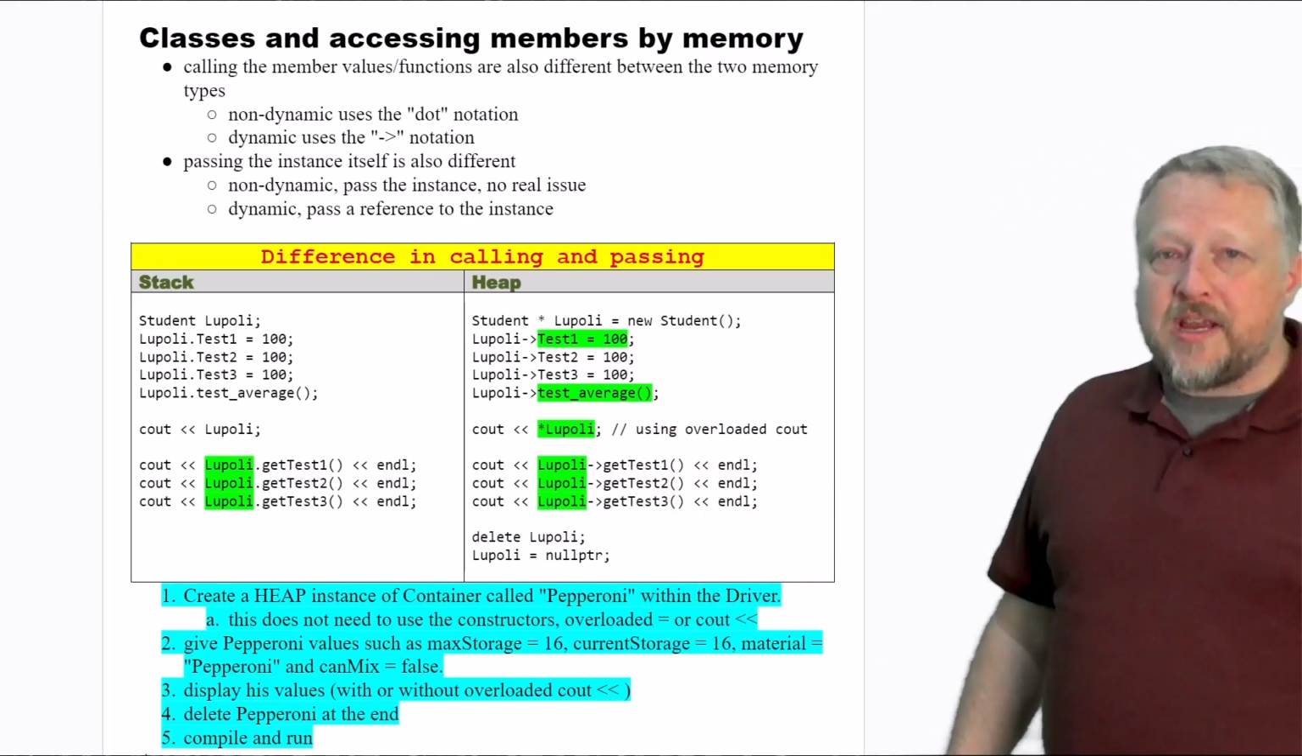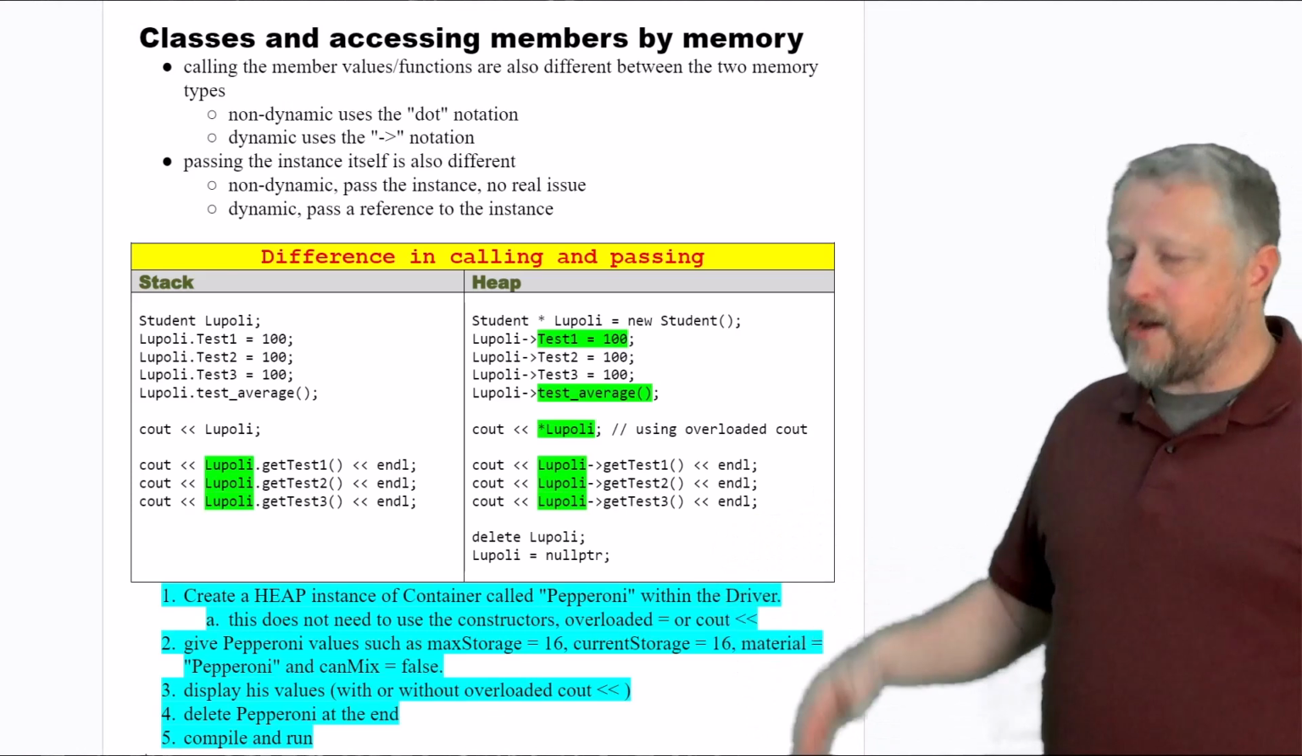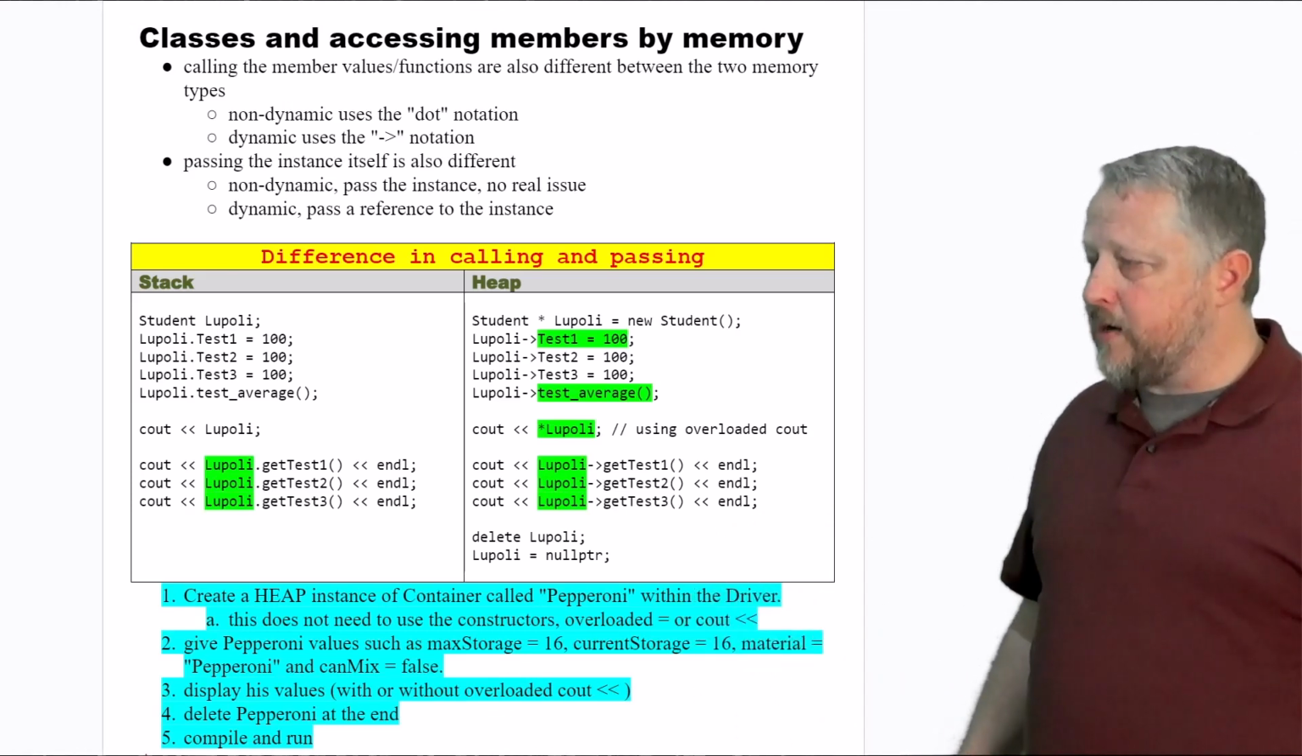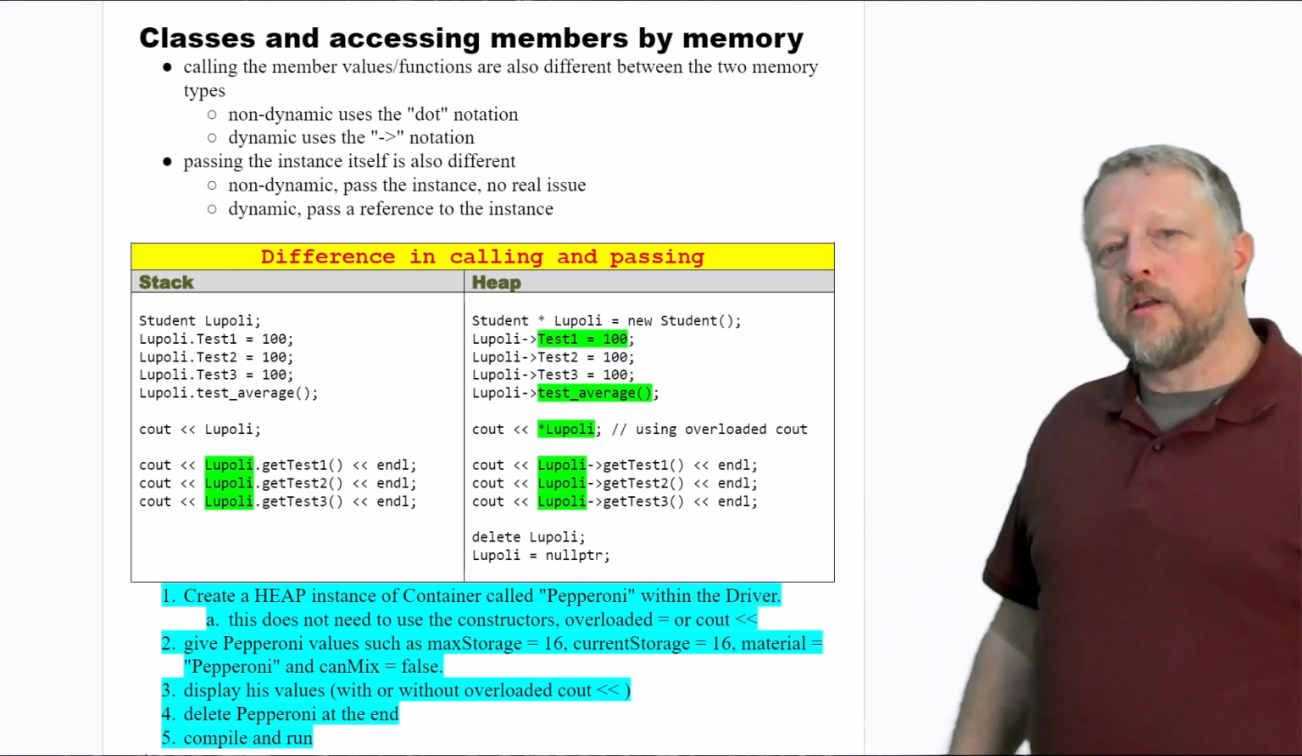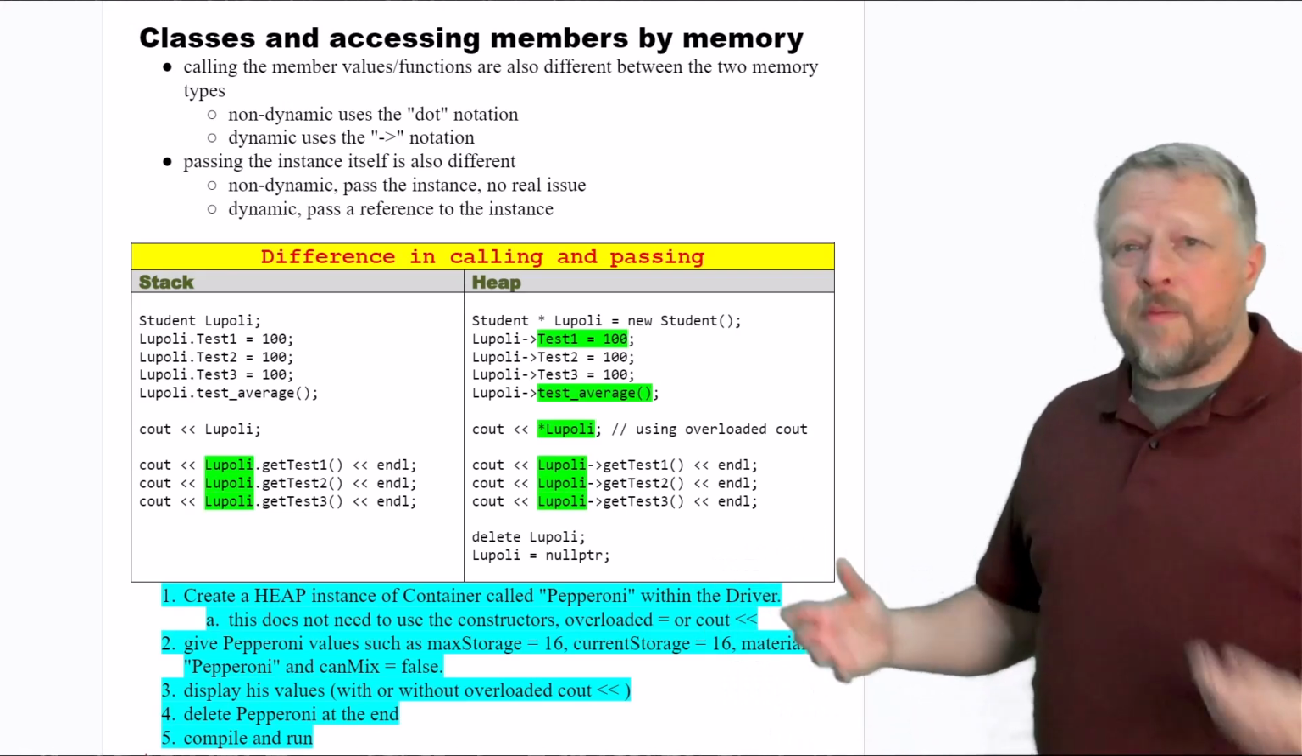Now, you're going to start working with a heap and your container. This time you're creating a pepperoni, and I'll leave the rest of it for you to read. We'll come back here in a minute. Copy and paste what you've got.